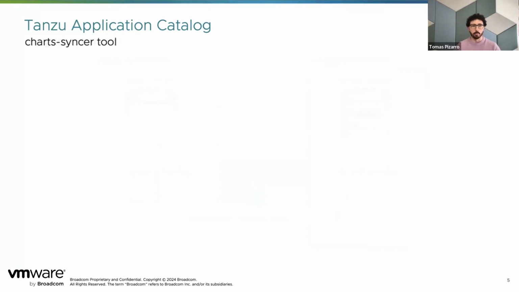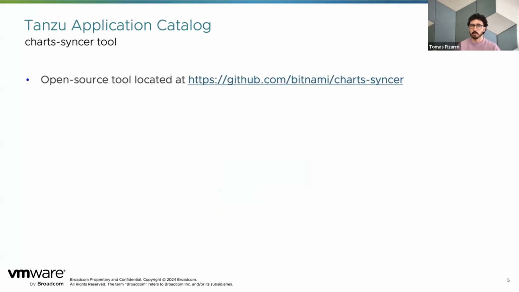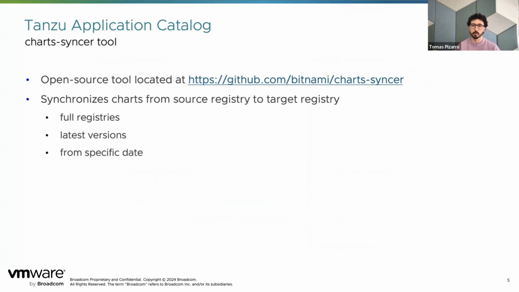So let's talk a bit about the ChartSyncer tool. What is it? It's basically an open source tool developed by the Tanzu Application Catalog team, and we made it for this specific purpose: to help with air gap environments. You can also use it to move directly from one registry to another without the need to download those local bundles. It has some options to configure how it runs.